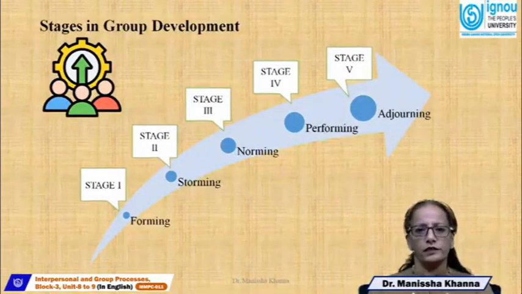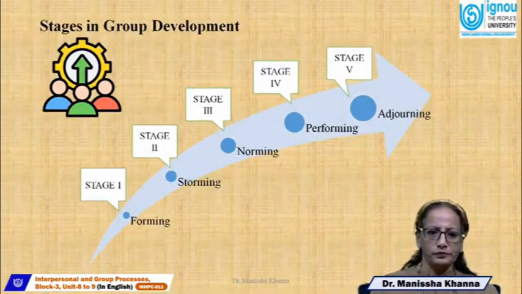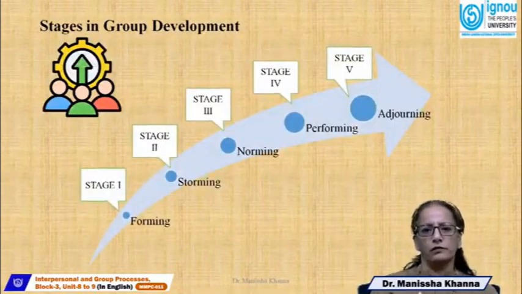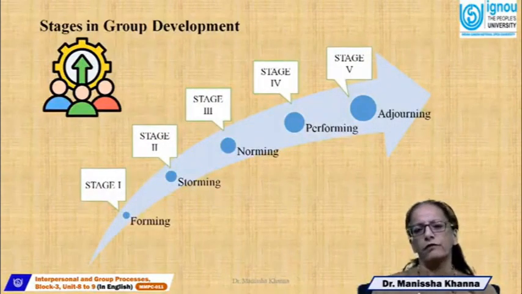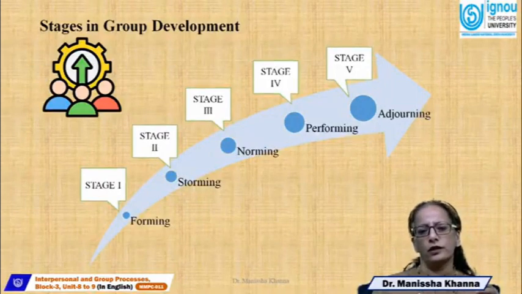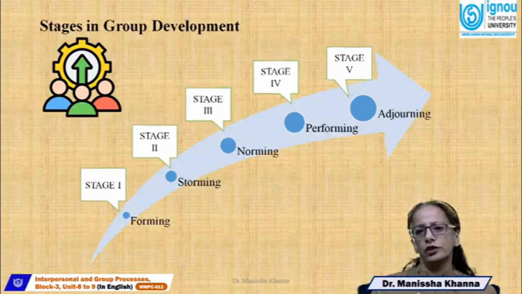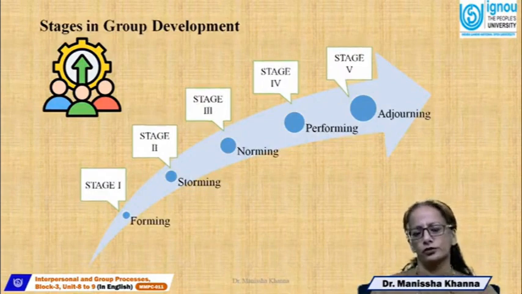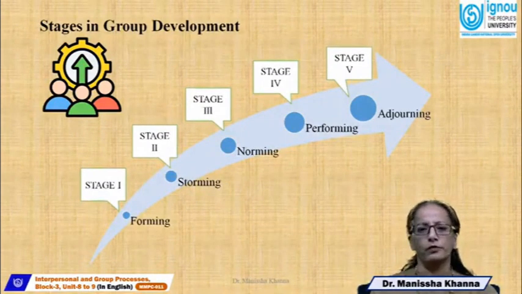There are different stages of group development. The first stage is forming. When they are coming together, they are forming a group. Formation is happening. In this stage, they are checking out the number of people, focusing on how many group members there should be.